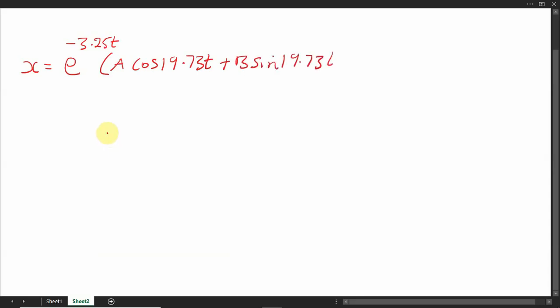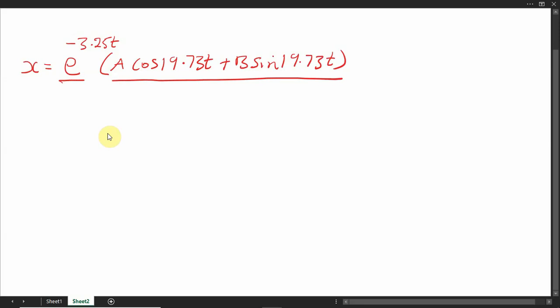We have x equals e raised to minus 3.25t in a bracket of a cos 19.733t plus b sine 19.73t. Now, this is one component of it, and this is another component of it. In differentiating this, we are going to use the product rule because this component and this component are multiplied.